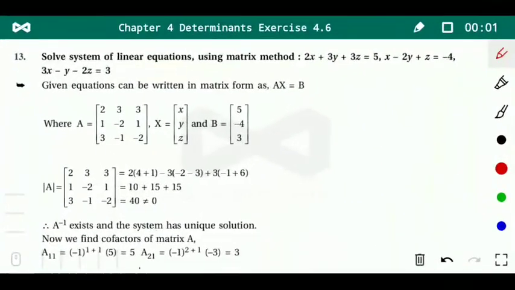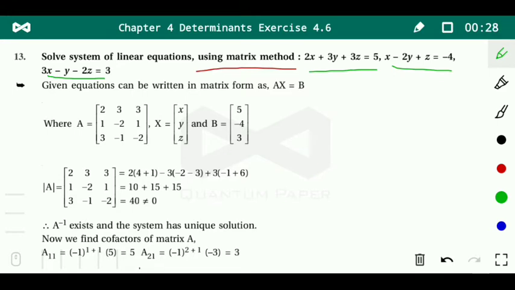Good morning, dear students. Today we are going to learn class 12, chapter number 4, determinants, exercise 4.6, question number 13. Solve system of linear equations using matrix method. So here three questions are given. First one is 2x plus 3y plus z equals 5, x minus 2y plus z equals minus 4, and 3x minus y minus 2z equals 3.